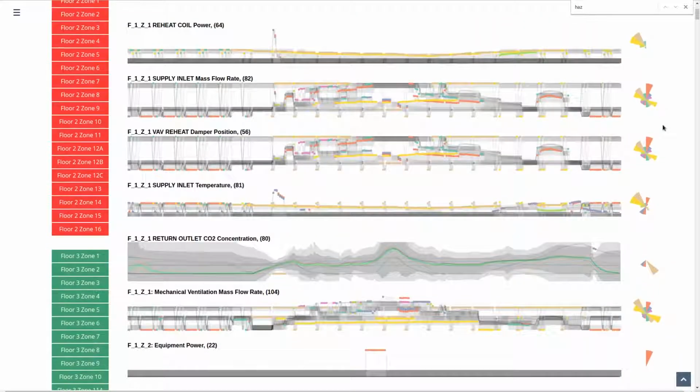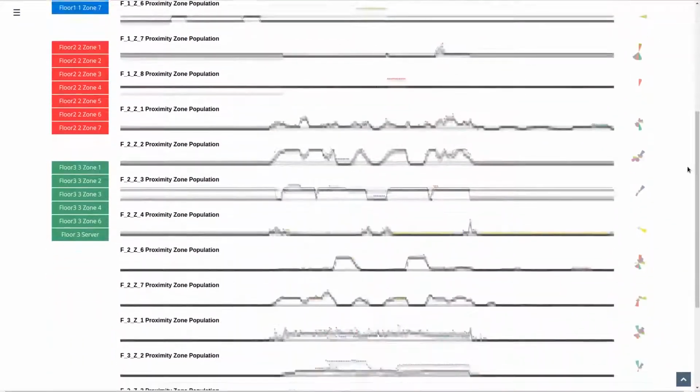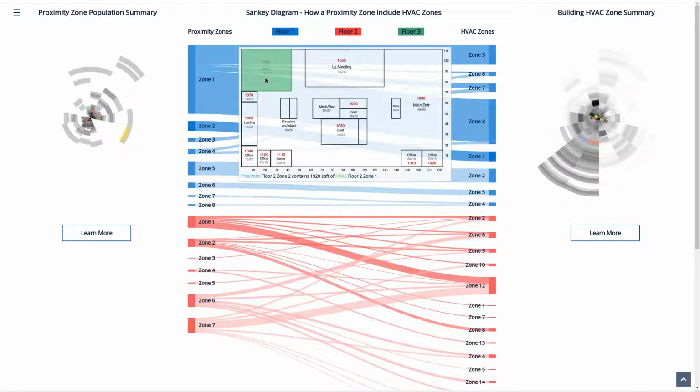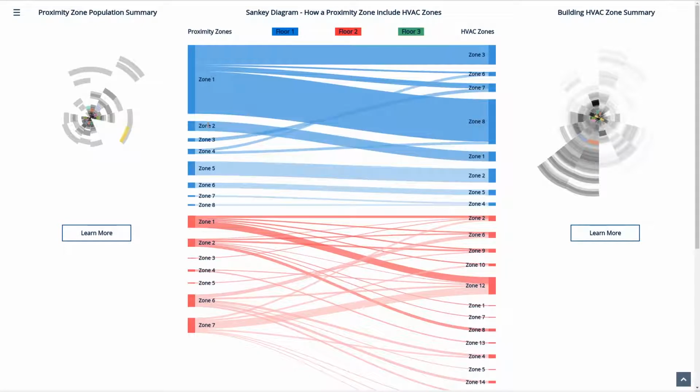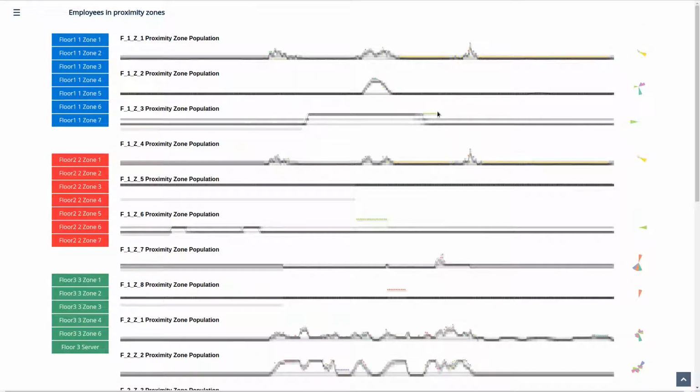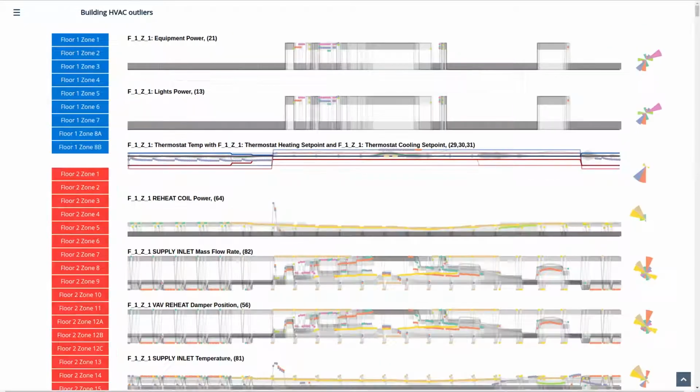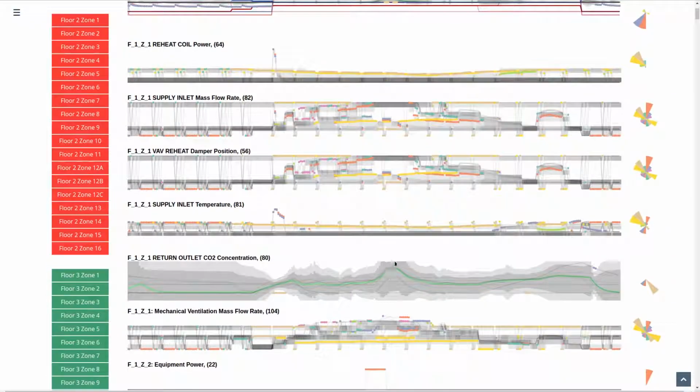Typically, we cross-reference the similarly designed area curve graphs of building sensor data and population in proximity zones. For example, for the dataset on the first floor, which is in HVAC zone 1 as well as in proximity zone 2, the zone population, thermostat temperature, and the CO2 concentration reach a peak during lunchtime. The green line is the 14-day median.